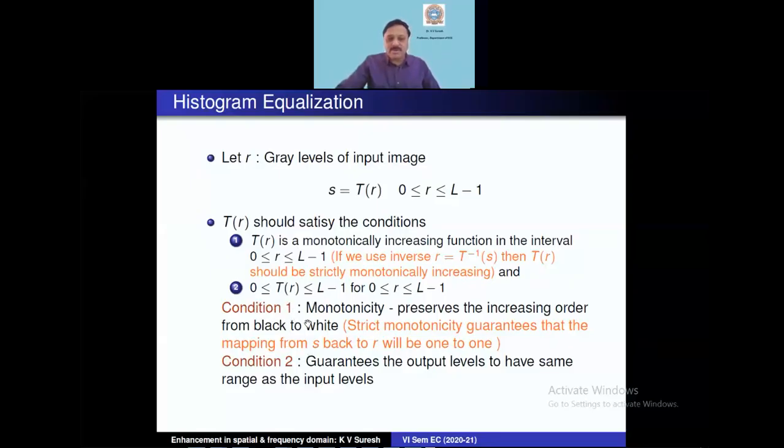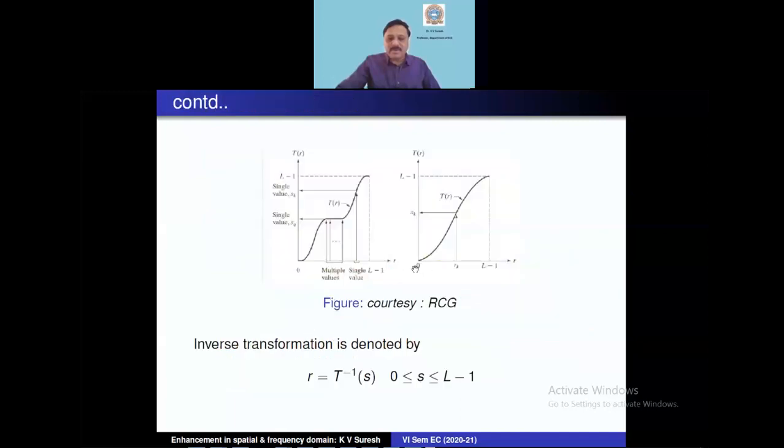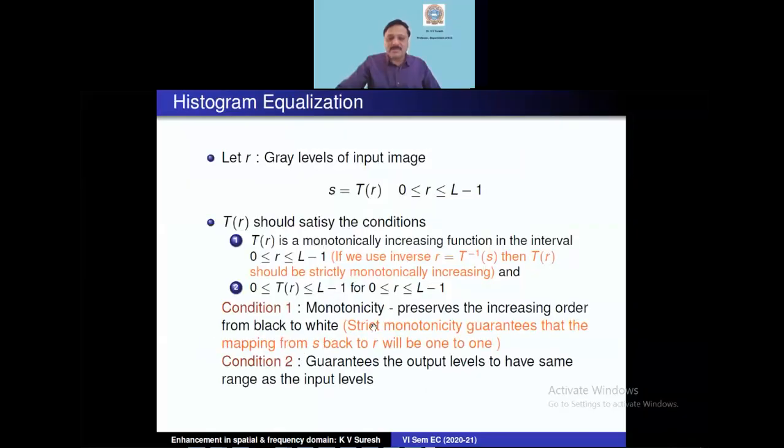Because if I have this monotonicity, what is the meaning of monotonicity? As I go from darker to brighter region, the output pixels also grow from darker to brighter region. So monotonicity preserves the increasing order from black to white. Otherwise, black will become white and white will become black. That is not expected in any transformation. Okay, that is one of the requirements. And I have already told you, strict monotonicity will definitely guarantee you to go back from S to R. That means the inverse is possible.